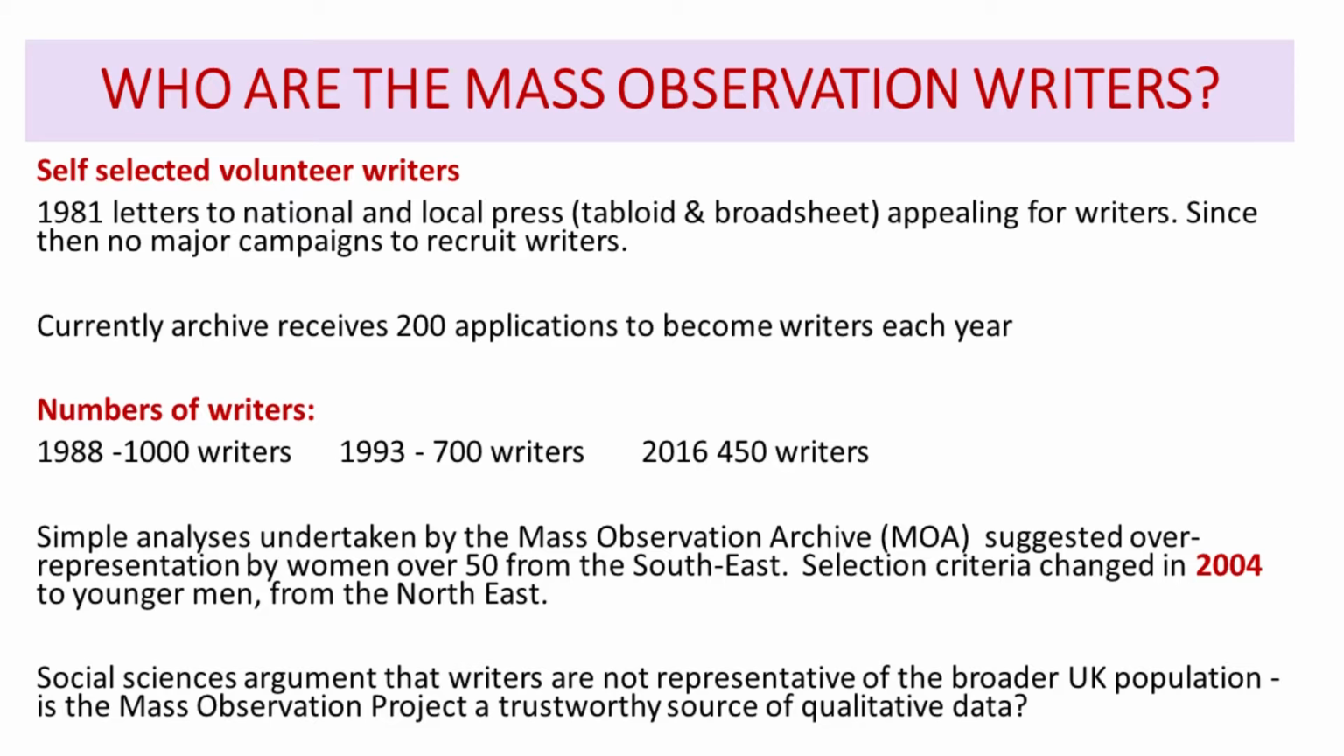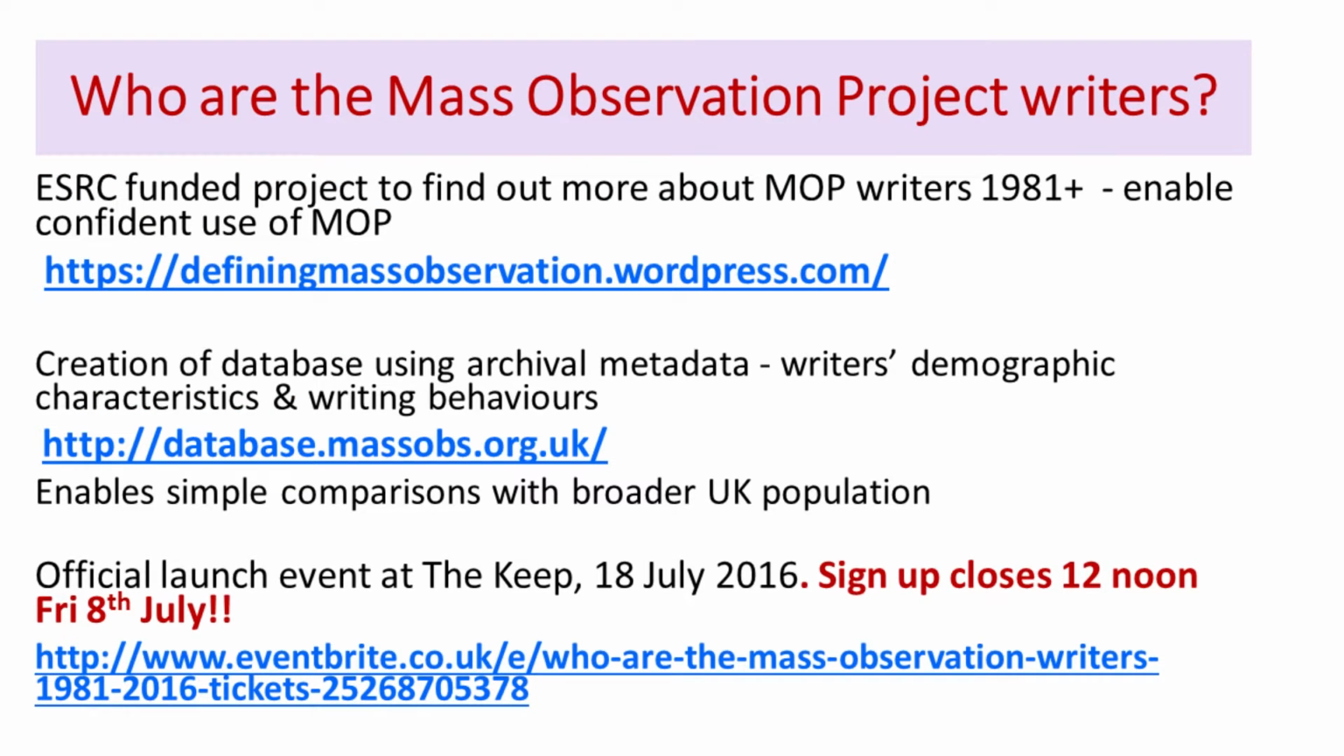The archive itself did some simple analyses of Mass Observation, and this suggested that there was an overrepresentation of women over the age of 50 from the southeast. In response to this, they changed their selection criteria in 2004 to privilege younger men from the northeast. So one of the criticisms amongst social scientists is that writers aren't representative of the broader UK population, and people ask, is the Mass Observation Project a trustworthy source of data? That's an interesting question.